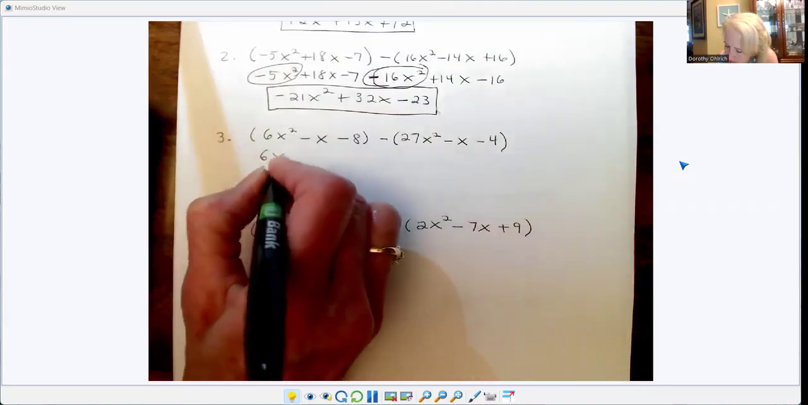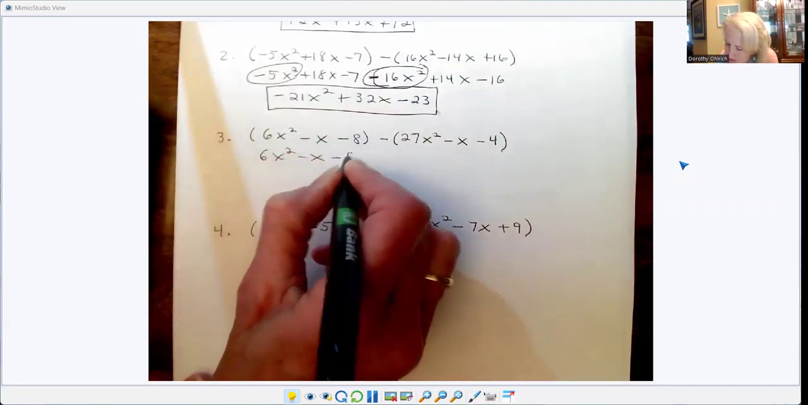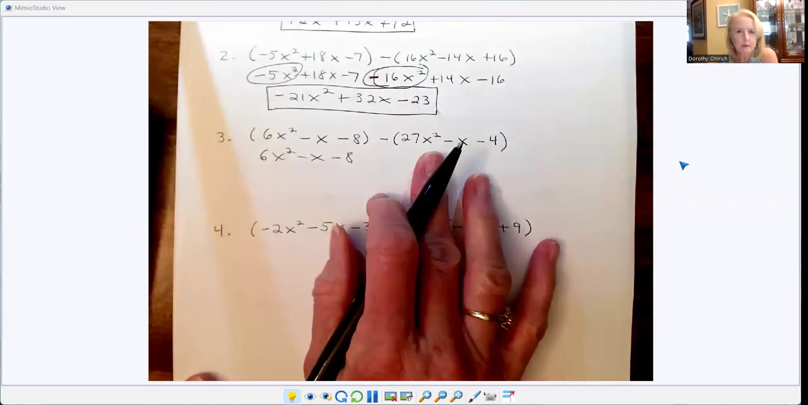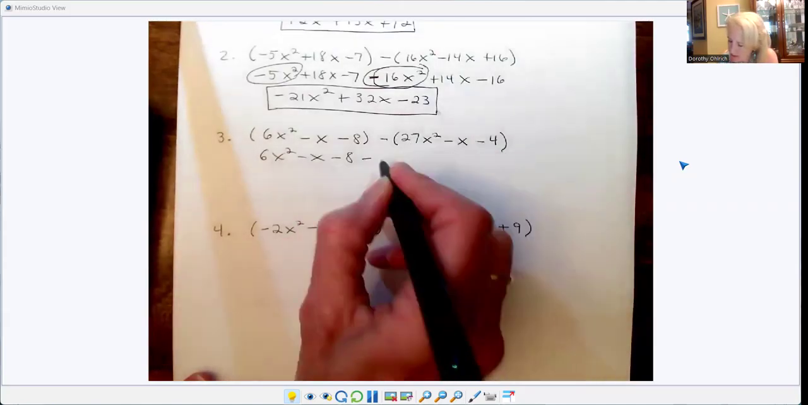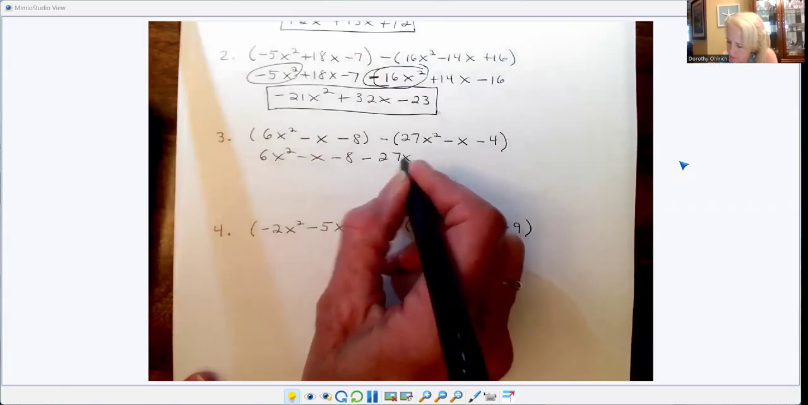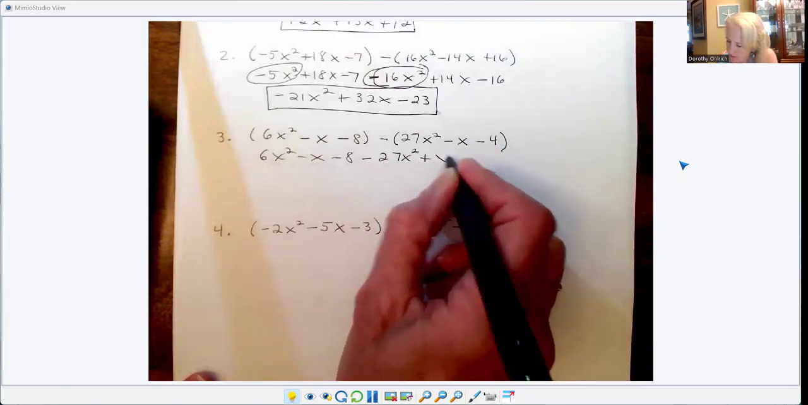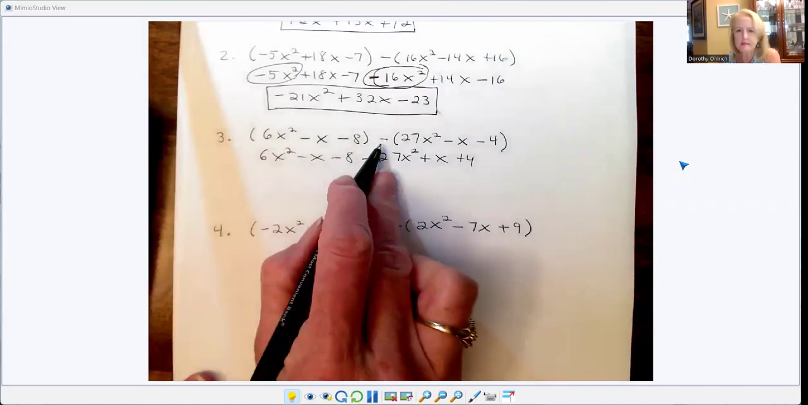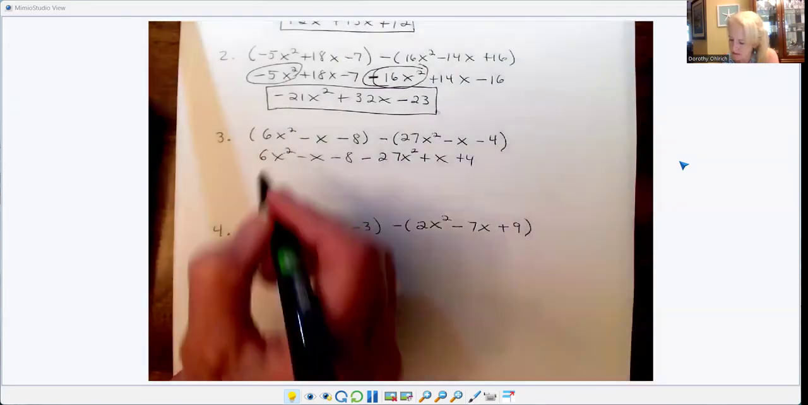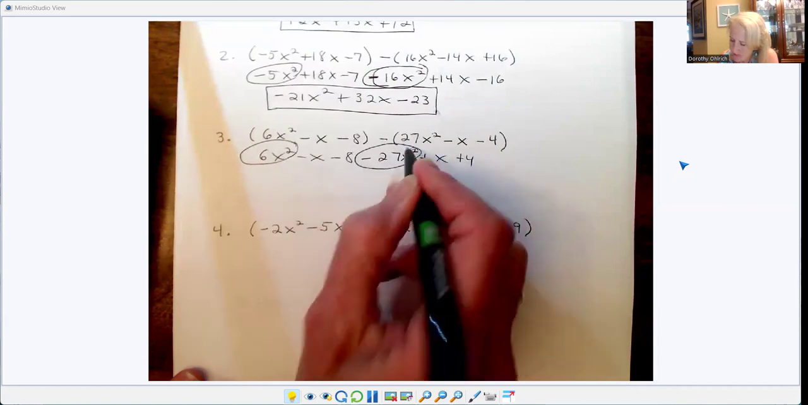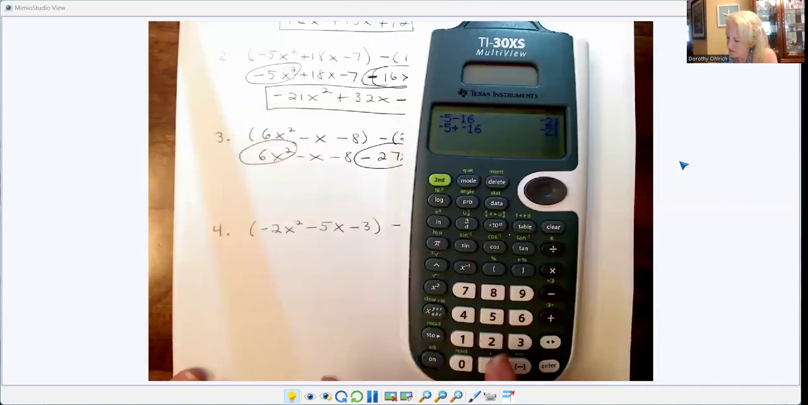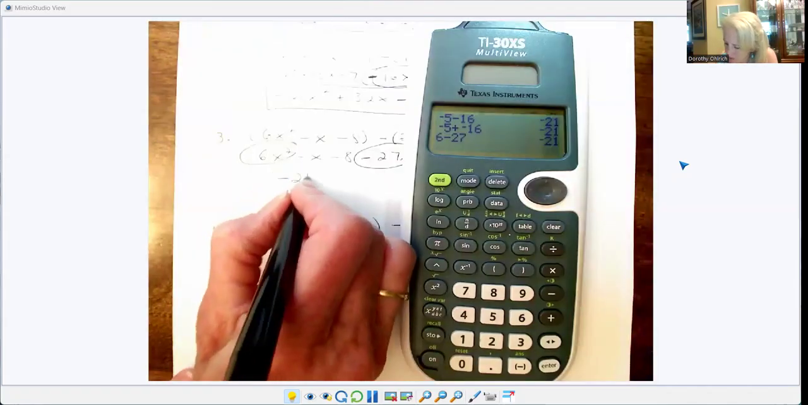So we're going to bring this down. We don't draw the circles until we've already distributed the negative. So it's going to be negative, positive, positive, right? Negative 27x squared, positive x, positive 4. That's what this negative does, changes all the signs inside the next parentheses. 6 minus 27, negative 21x squared.